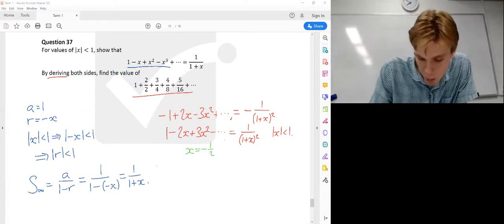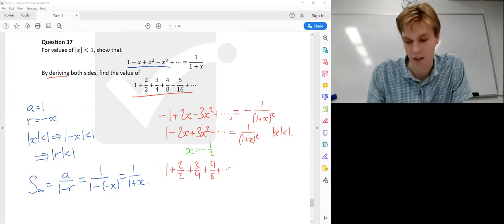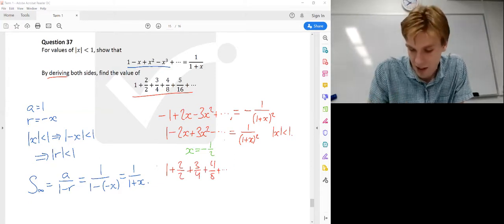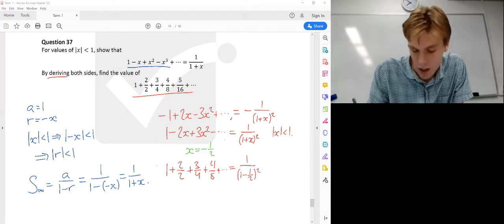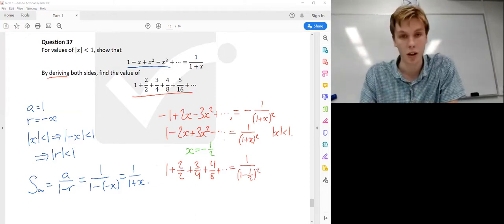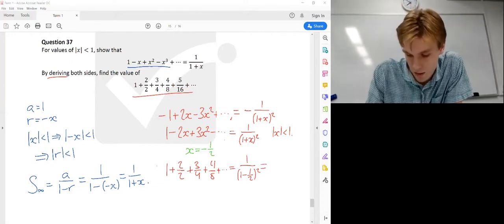And when we do that, we get 1 plus 2 over 2 plus 3 over 4 plus 4 over 8, etc. Noticing that the minus will become positive when we square. And on this side, we get 1 over 1 minus a half all squared. So this is 1 over a quarter, because a half squared is a quarter. So we get 1 over a quarter, which is just 4.